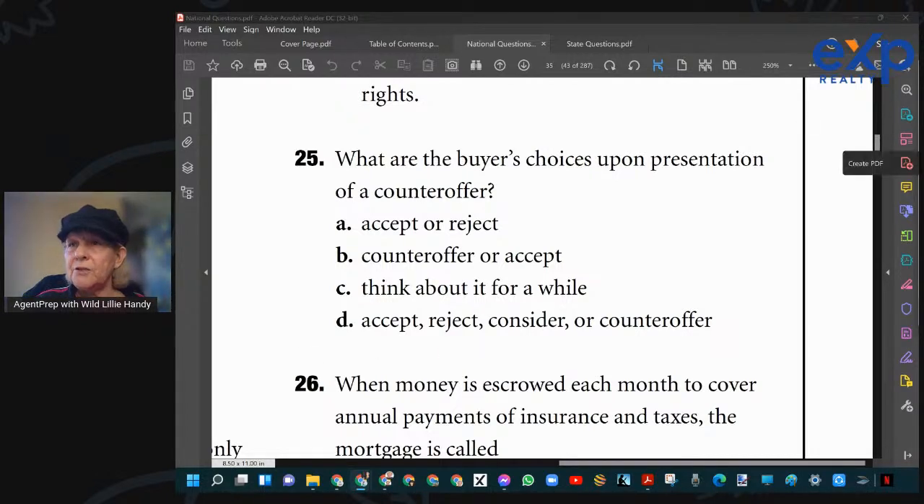And yes, the answer is D. They can accept, they can reject it, they can consider it, sit on it for a while, or they can counter. In some states, there is a deadline, if they're given 24, 48, or 72 hours in order to respond. Otherwise, the offer expires. In Texas, we don't. There isn't a deadline.